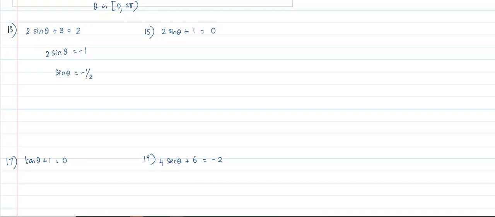I look at my unit circle and find that sine theta is negative in the third and the fourth quadrants, and the corresponding angles are 7 pi over 6 and 11 pi over 6, where sine theta is negative 1/2. And that's it. Here I do the same thing. I subtract the 1 first, I divide, and then I have the same scenario, meaning the same solution.